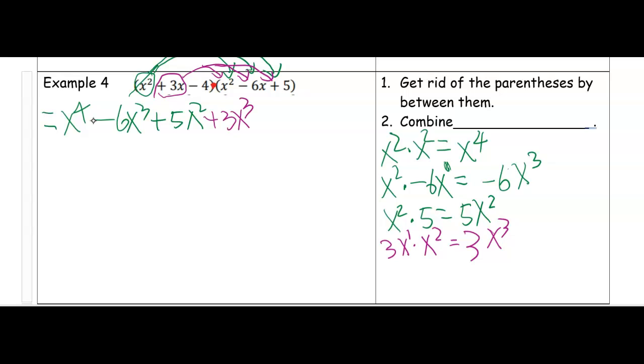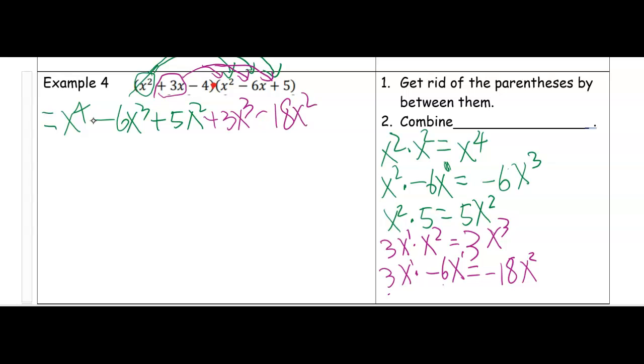Next arrow is 3x times negative 6x. Number part, 3 times negative 6, is negative 18. X part is x1 times x1, add up the power, is x2. So it's negative 18x squared.